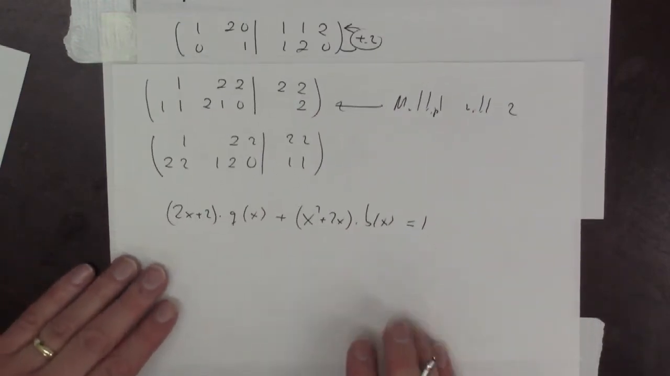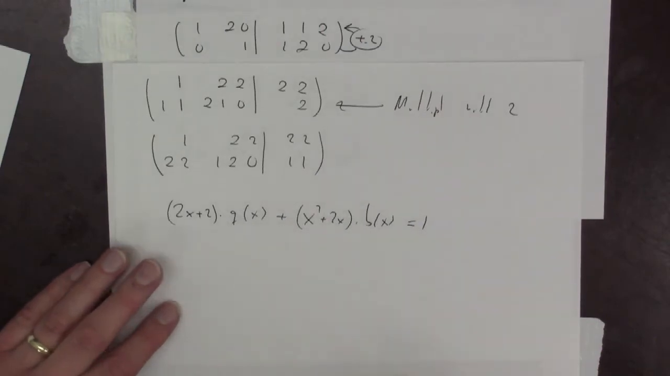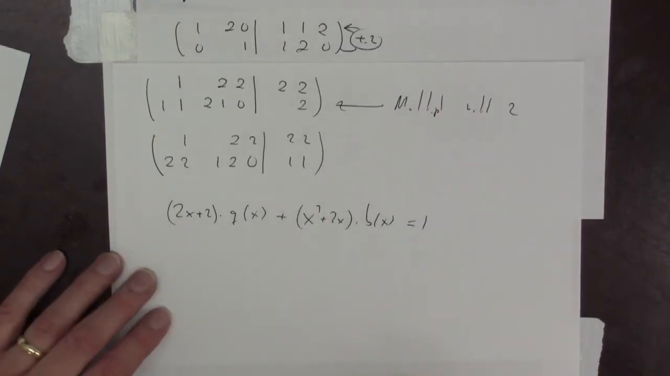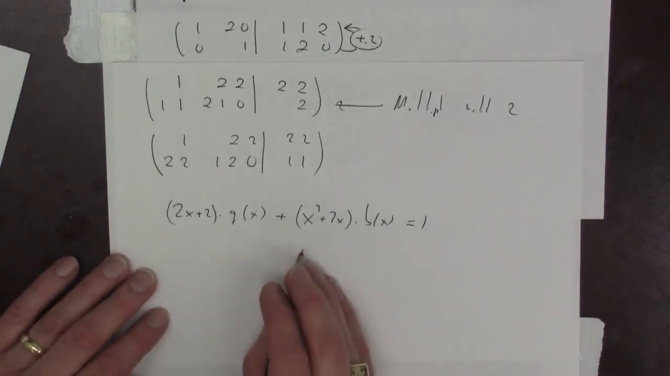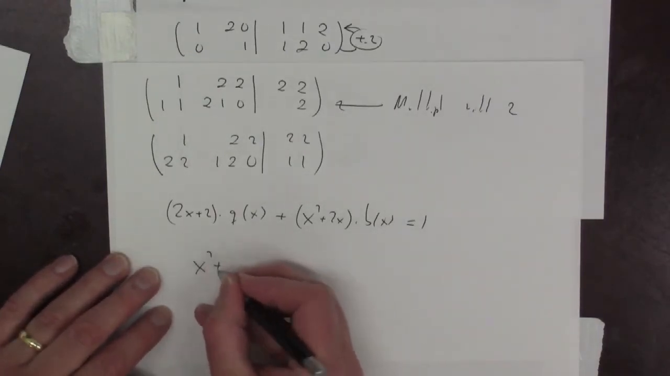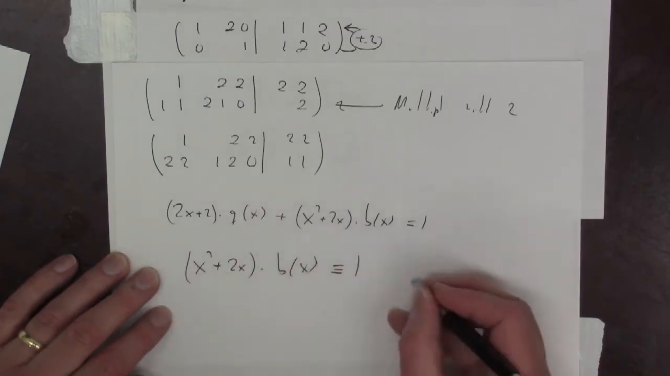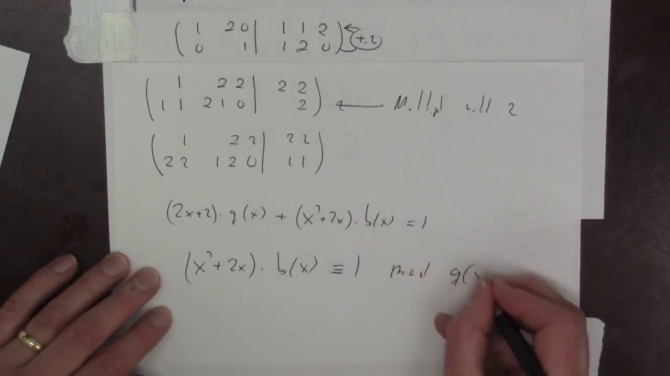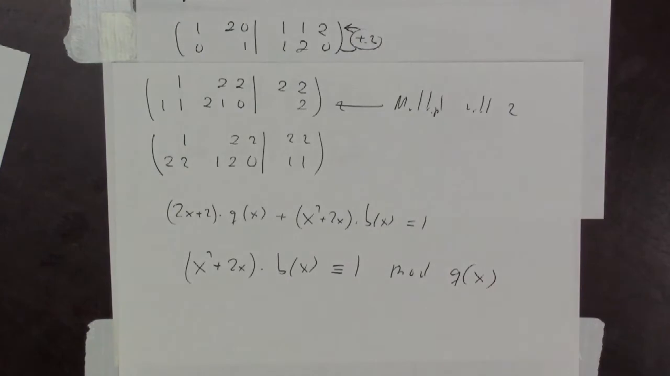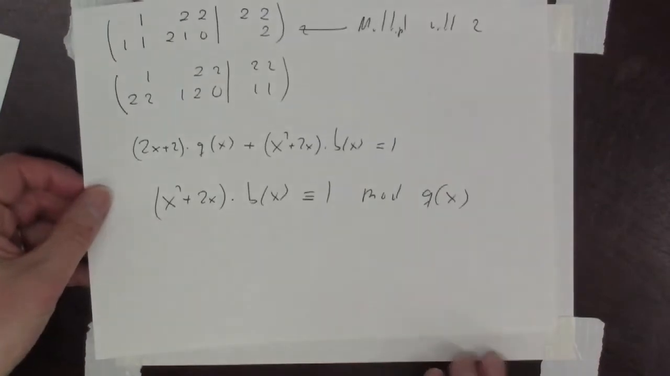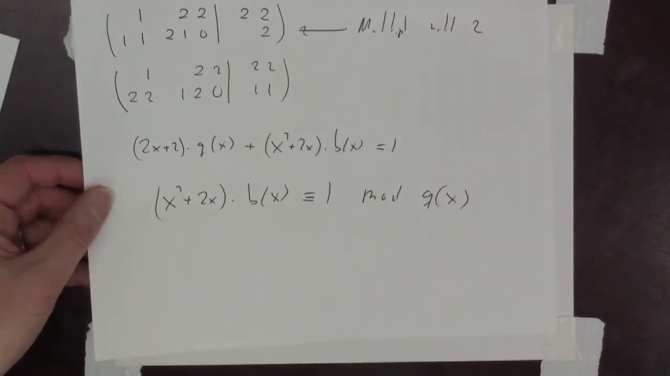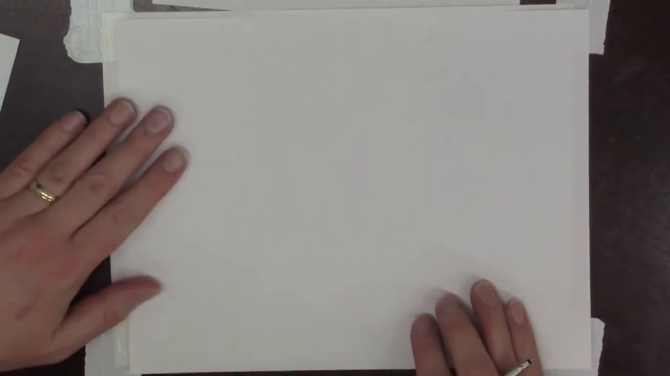So mod q of x, actually, I'm wondering if I should check my answer here. Which problem is it? 11. Seems good. So hence we know that x squared plus 2x times b of x is congruent to 1 mod q of x. One more thing to go here. I don't want to stare at this longer. I think we're done.